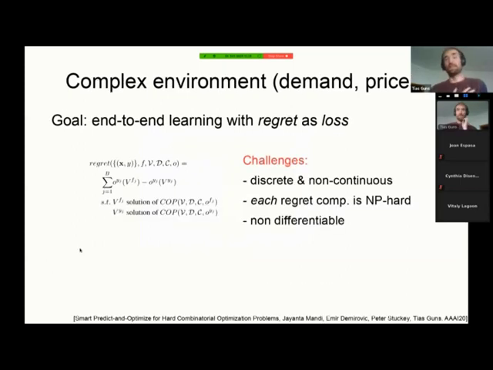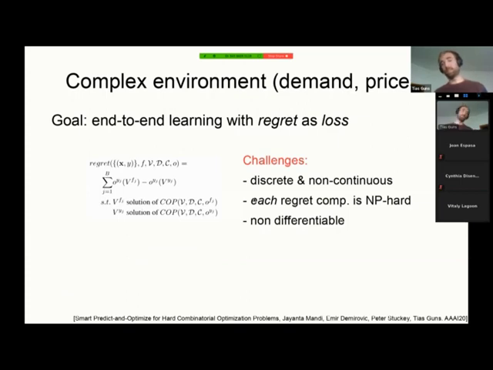And so the grand goal here is to do end-to-end learning where we can use this regret as a loss function. However, we cannot directly use regret as a loss function in a gradient descent setup. And the reason is that the regret is discrete. We have to solve the scheduling problem over a discrete decision variable, so it's discrete and hence non-continuous, and hence we cannot take the gradient.